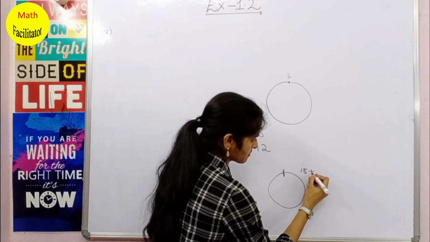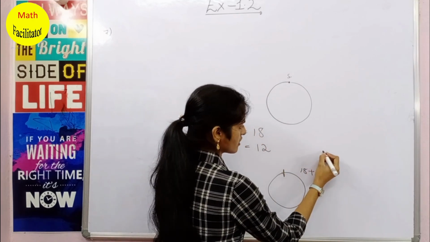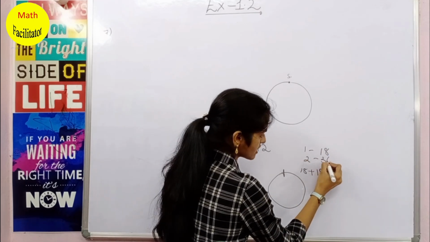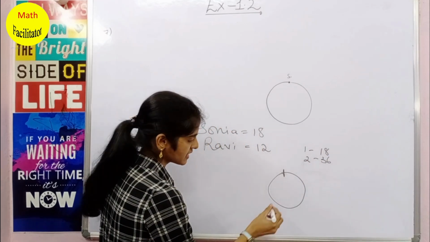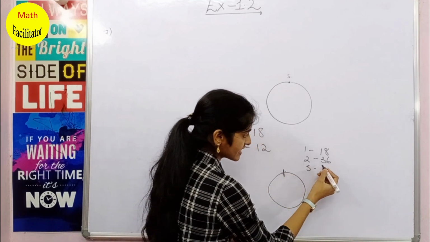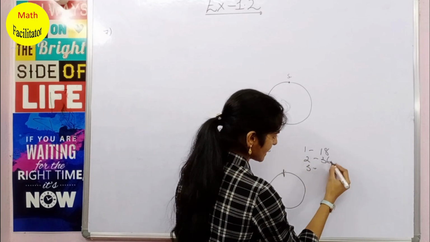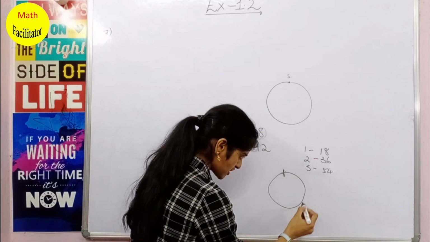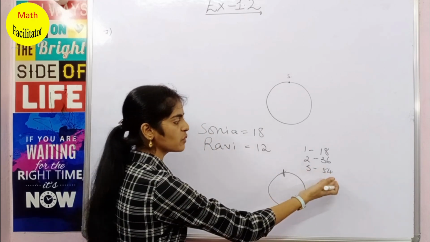18 plus 18. Okay, so first round is 18 minutes. Second round is 18 plus 18, 36 minutes. Now for third round how many minutes will she take? For third round it is 36 plus 18 again, so she will take 54 minutes. Now if she is running fourth round, again one more 18 you will add.